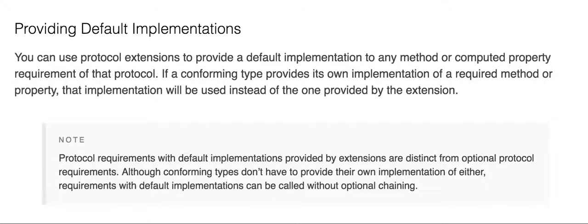Now, providing default implementations. You can use protocol extensions to provide a default implementation to any method or computed property requirement for that protocol. If a conforming type provides its own implementation of a required method or property, that implementation will be used instead of the one provided by the extension. And so protocol requirements with default implementations provided by extensions are distinct from optional protocol requirements, although conforming types don't have to provide their own implementation of either. Requirements with default implementations can be called without optional chaining.